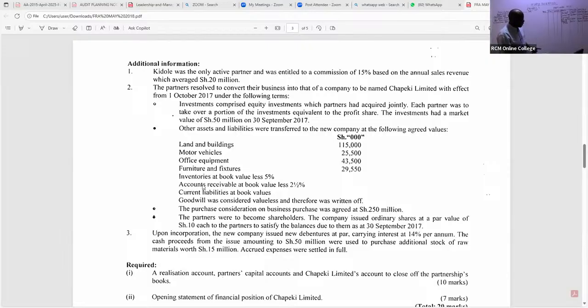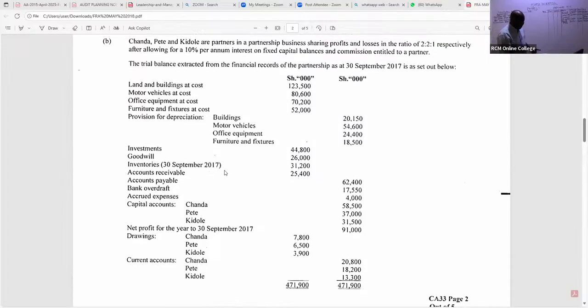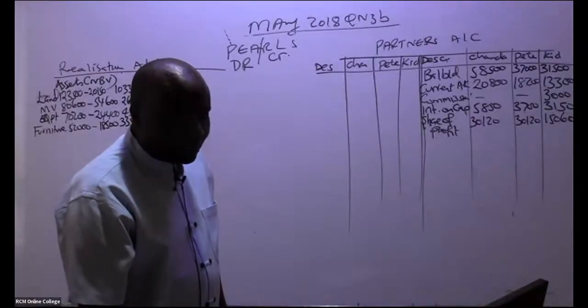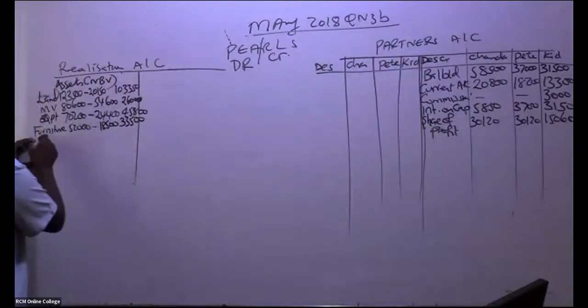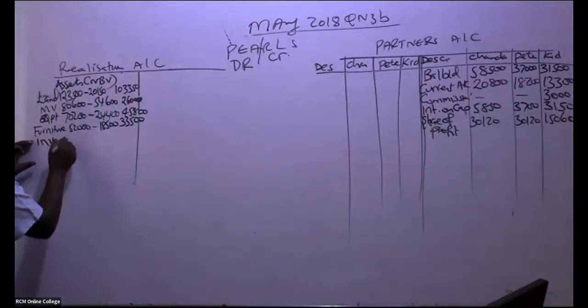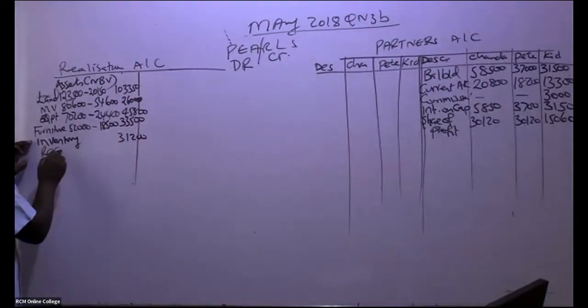So in this case for inventory, is there somebody who is able to see the inventory figure? The inventory figure, of course, we take it the way it is because there is no depreciation for inventory. All right. So inventory, how much do I book in, my good students? Inventory, we have here 31,200.